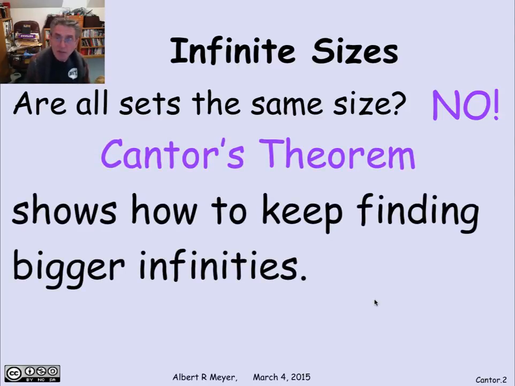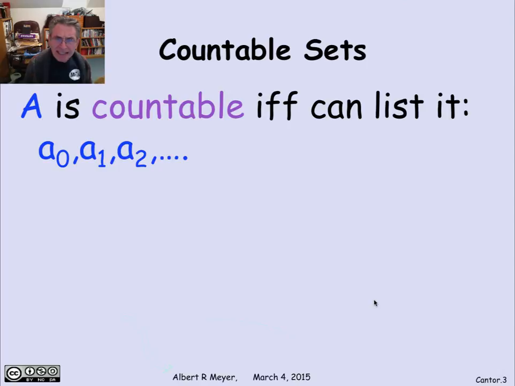Cantor's theorem, which we're about to present, will show that, in fact, there isn't any biggest infinity. For any given infinity, you can find a bigger one in a very simple way. But let's begin by coming up with the simplest form of Cantor's diagonal argument: how do you prove that a set is not countable?